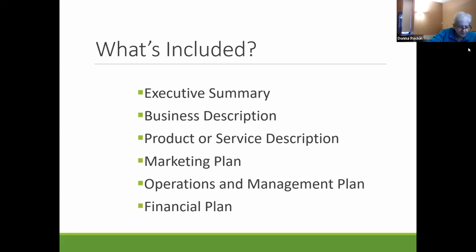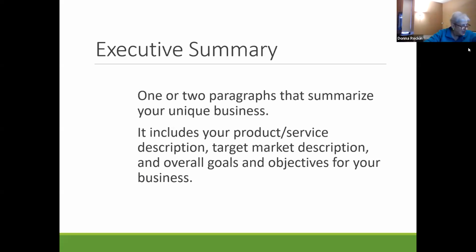And even though the executive summary comes first, write it last. Just put a page in the business plan that says executive summary and leave it blank, because it's much easier to write a concise executive summary that's 1 or 2 or 3 paragraphs that includes all the information about your product or your service, or the description of the business, or the target market description, or your overall goals and objectives for your business. If you do it at the end, because you learn so much about your business. So I strongly recommend that you write it at the end.